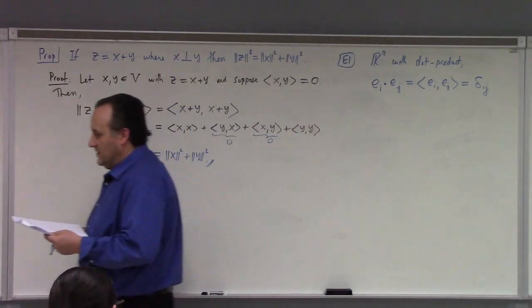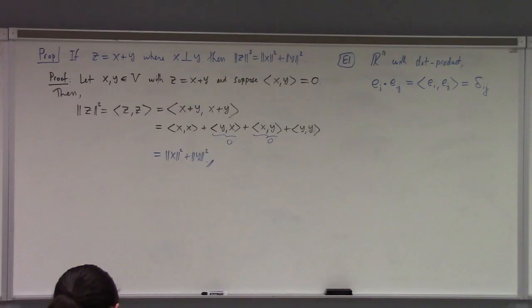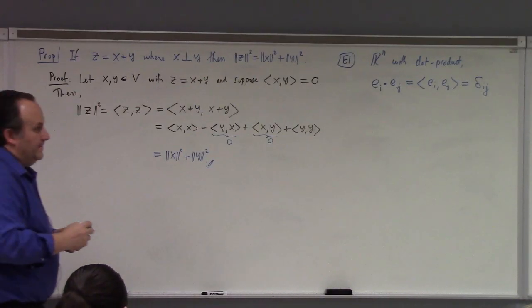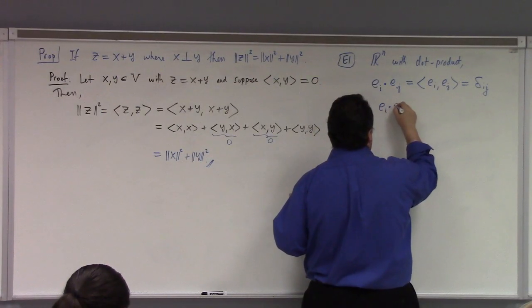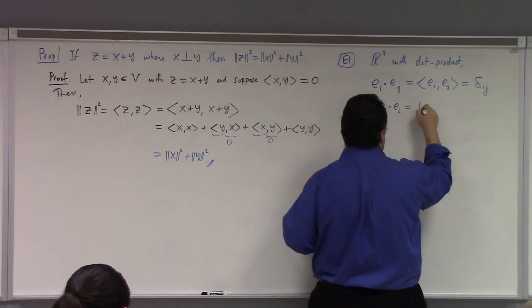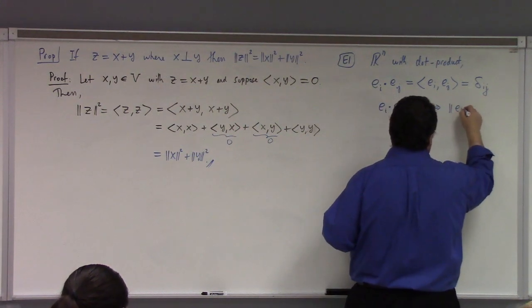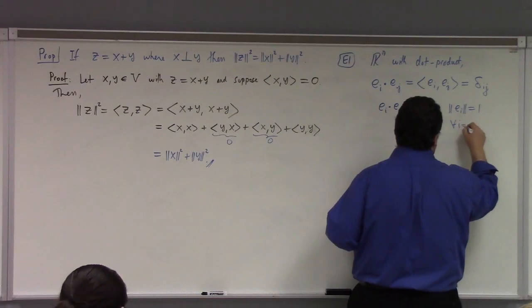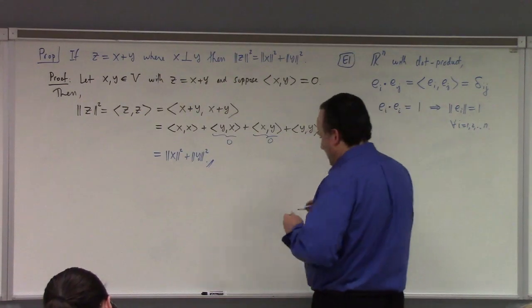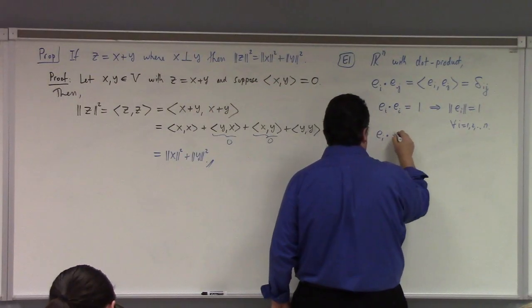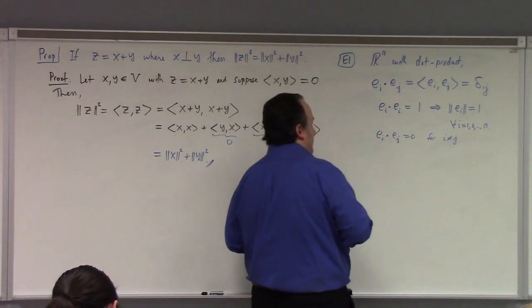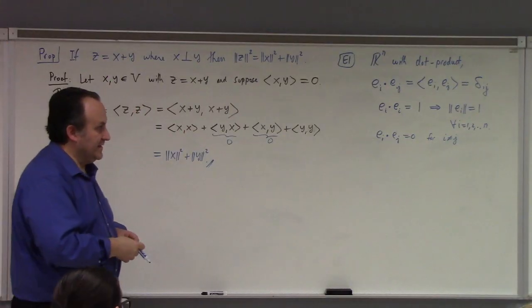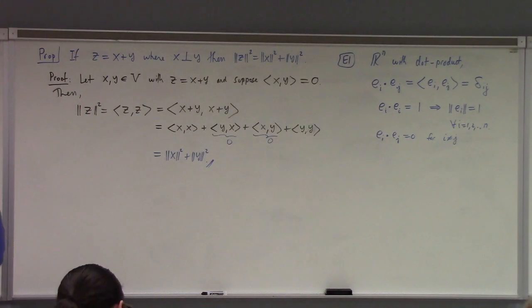By the way, Kronecker delta ij is what we want for an orthonormal basis. Notice that this means that e_i dot e_i is equal to 1, which says that the length of e_i is equal to 1 for all i. And also, of course, e_i dot e_j is equal to 0 for i not equal to j. So we have the normality as well as the orthogonality. So we have an orthonormal basis. The standard basis is orthonormal.